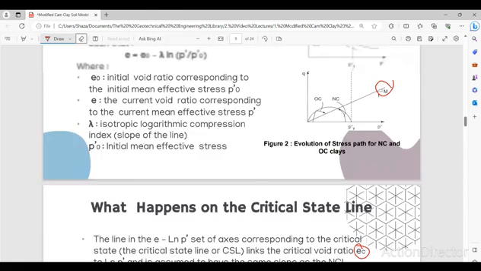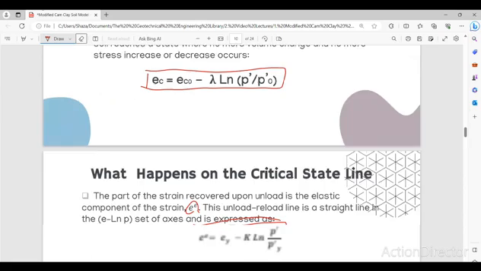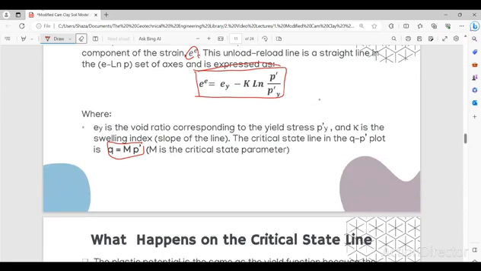Let's go again to this graph. Yes, this is q as a function of p', and this is the straight line passing through the origin, and M is the slope of this straight line, and this is what we are speaking about in this equation. So this is an equation of a straight line passing through the origin with a slope called M, which is the critical state parameter. As I said before, M is calculated as a function of the effective angle of friction φ'.